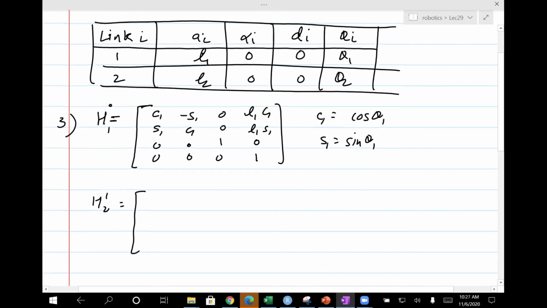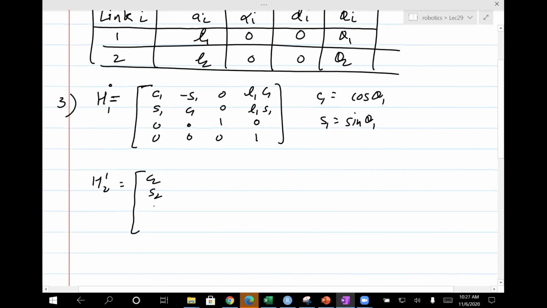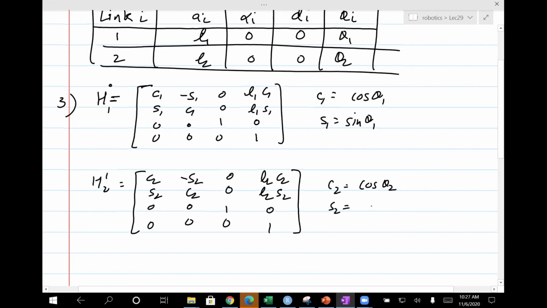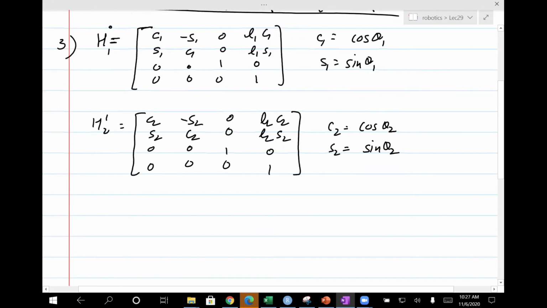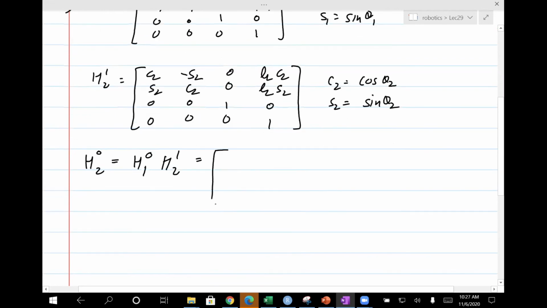H21 is going to be C2, S2, 0, 0, minus S2, C2, 0, 0, 0, 0, 1, 0, then L2 C2, L2 S2, 0, 1. So it looks very similar to the first one because it has the same DH values. Okay, so once we have these H matrices, H2 with respect to 0 is H1 with respect to 0 times H2 with respect to 1. All you need to do is multiply those two matrices together to get something which looks like this.